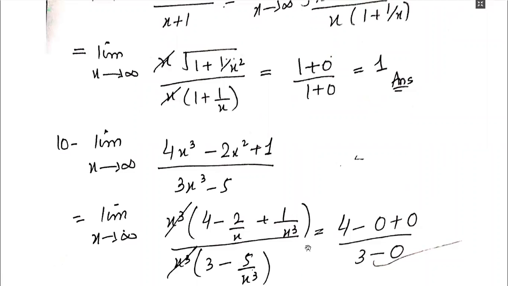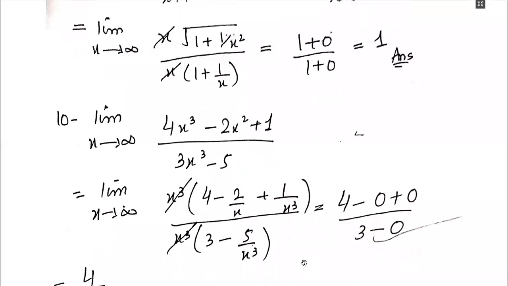Here the limit is x tends to infinity. Now in an infinity problem, first of all we take common the highest power of x. Here what is the highest power? x cube. Take x cube common. What we get? 4 minus 2 upon x plus 1 upon x cube, and from the denominator also x cube common. Then what we get? 3 minus 5 upon x cube. Here x cube cancels. Now apply limit x tends to infinity.